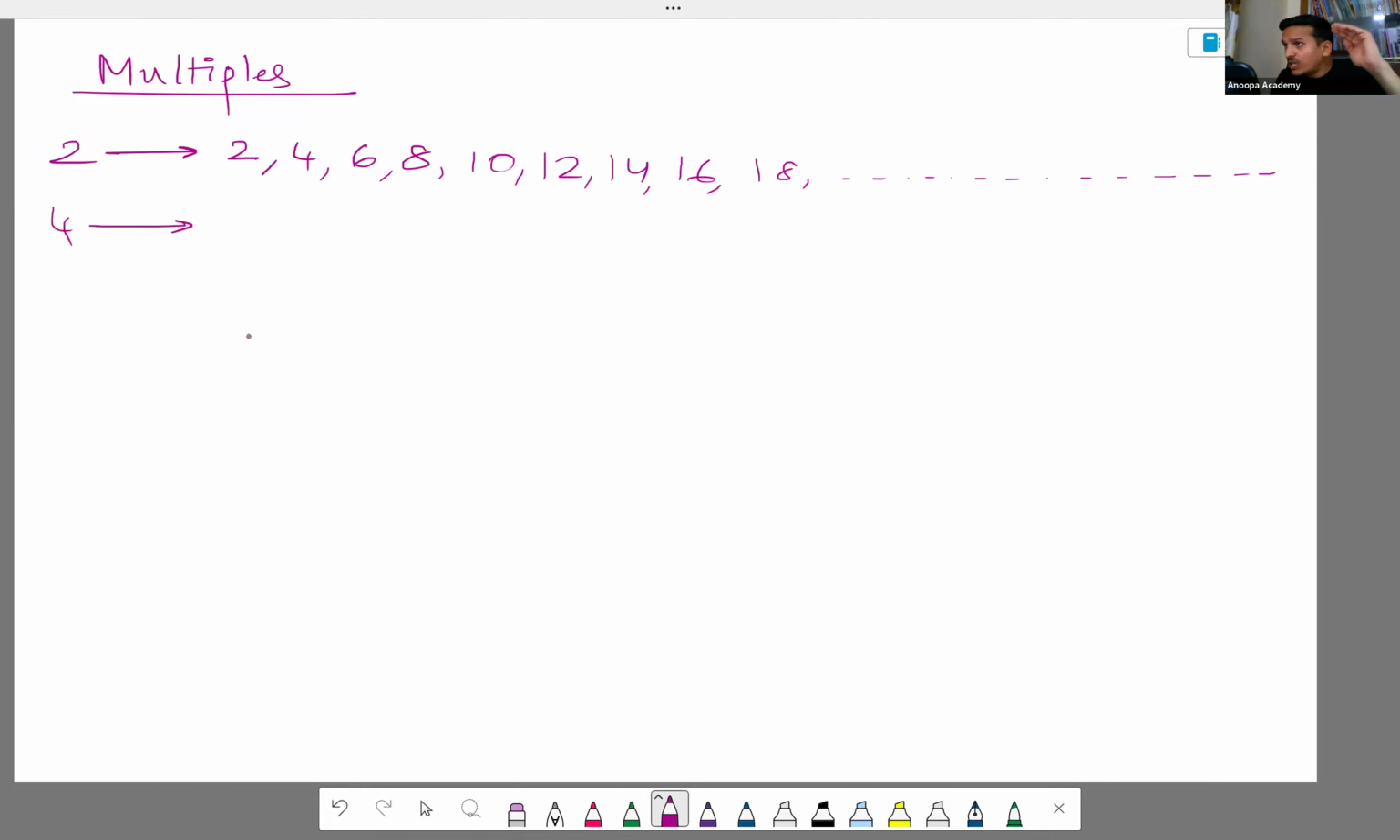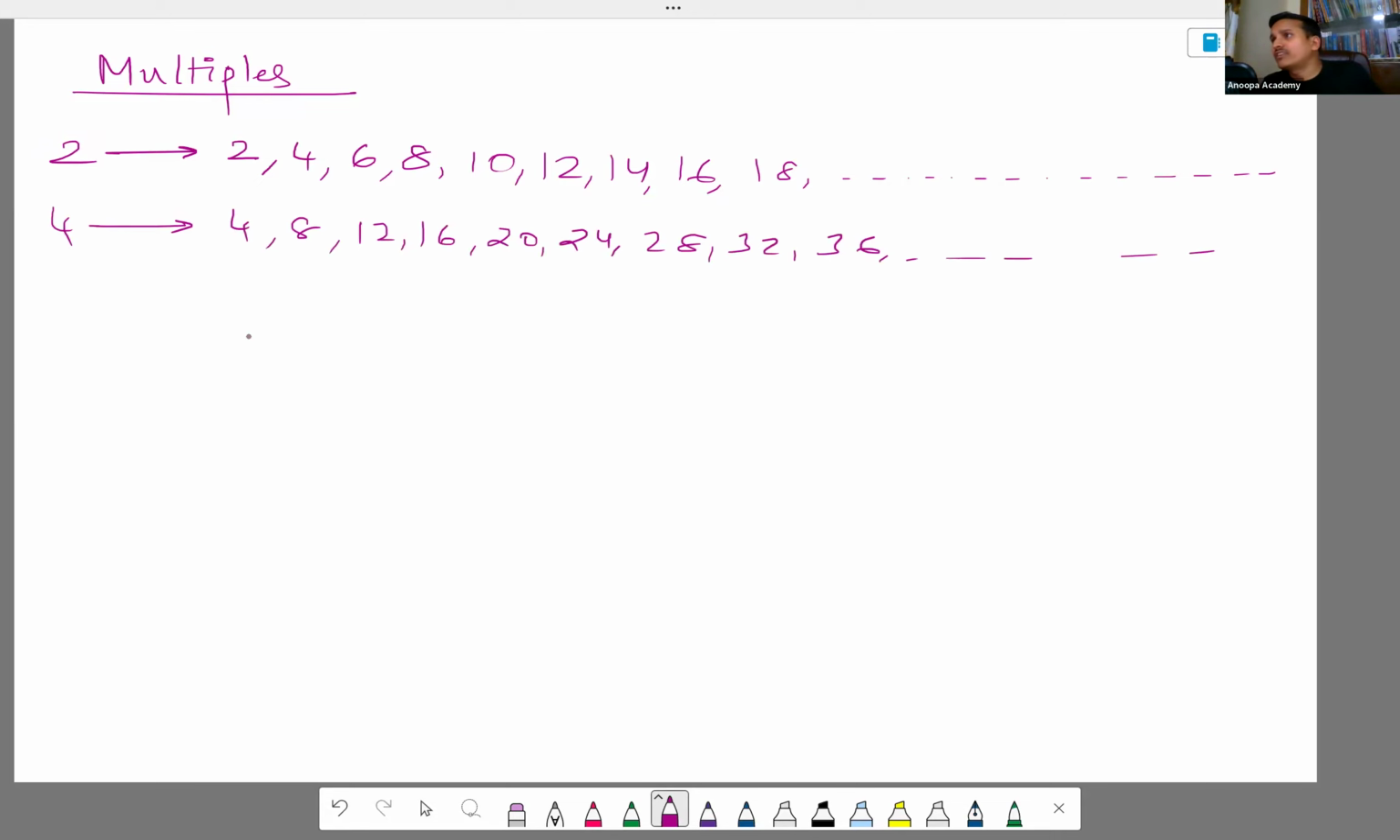Next, if I take, for example, 4, what are the multiples of 4? I multiply 4 by 1 to get 4, 4 twos are 8, 4 threes are 12, then 16, 20, 24, 28, 32, 36, and so on. So please remember, multiples are infinite.